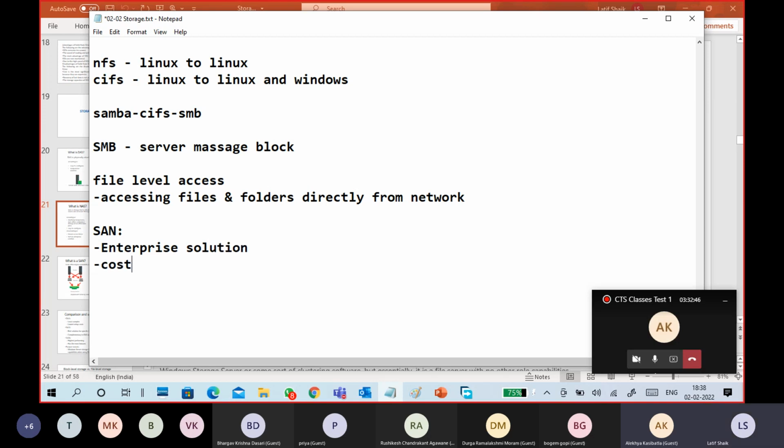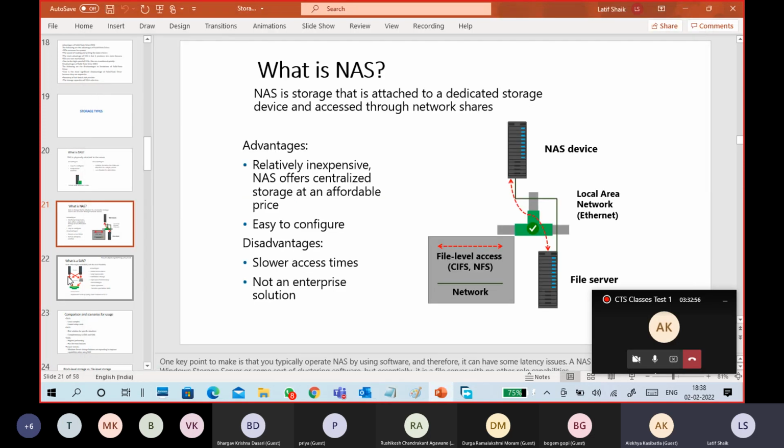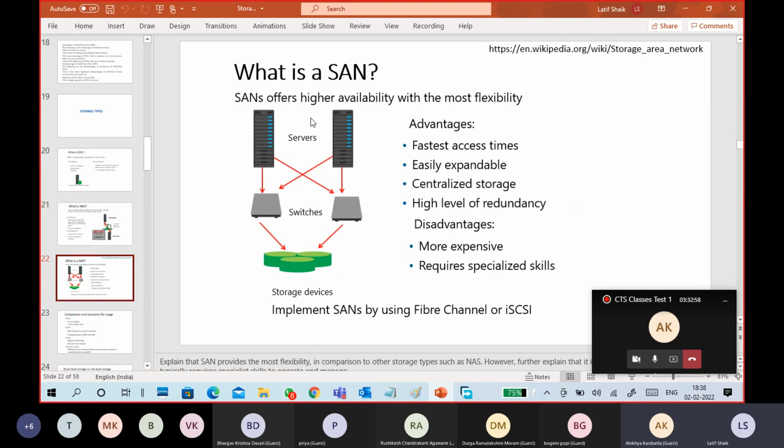Cost is good. Okay, and the redundancy is there, network redundancy and all. So I will show you the picture, then you will understand, guys. Look here. These are the storage devices. This is the storage servers. These are the switches.